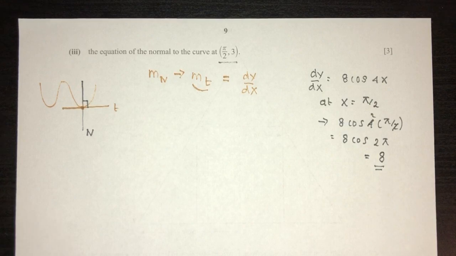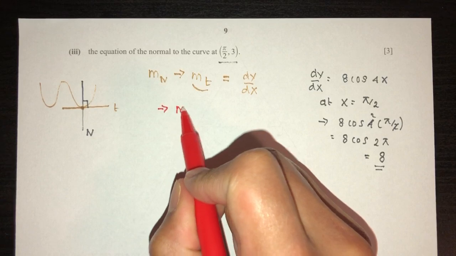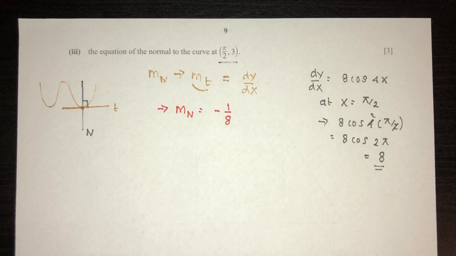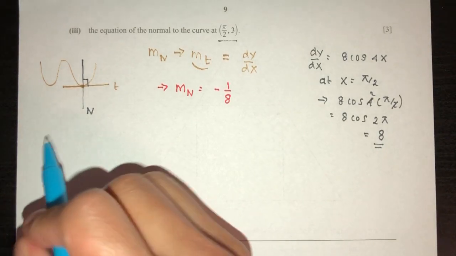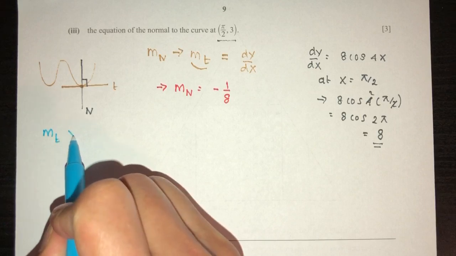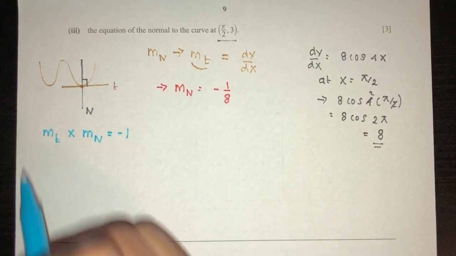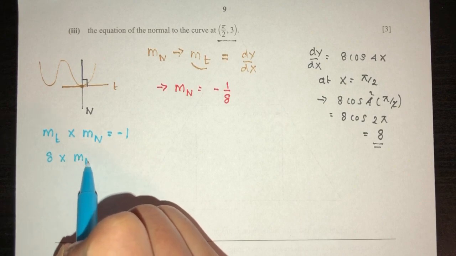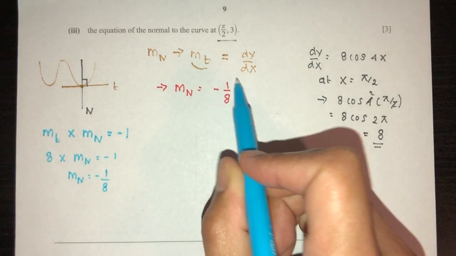So we know that the gradient of tangent will be 8. So from this, you have to know that the gradient of normal is minus 1 over 8. The reason why is because it is perpendicular to the tangent. It's always true that if you take the gradient of tangent multiplied by the gradient of its normal, it has to give you minus 1. So here the gradient of tangent is 8, multiplied by this has to give you minus 1. So this will be minus 1 over 8. That's how we know it is this value.